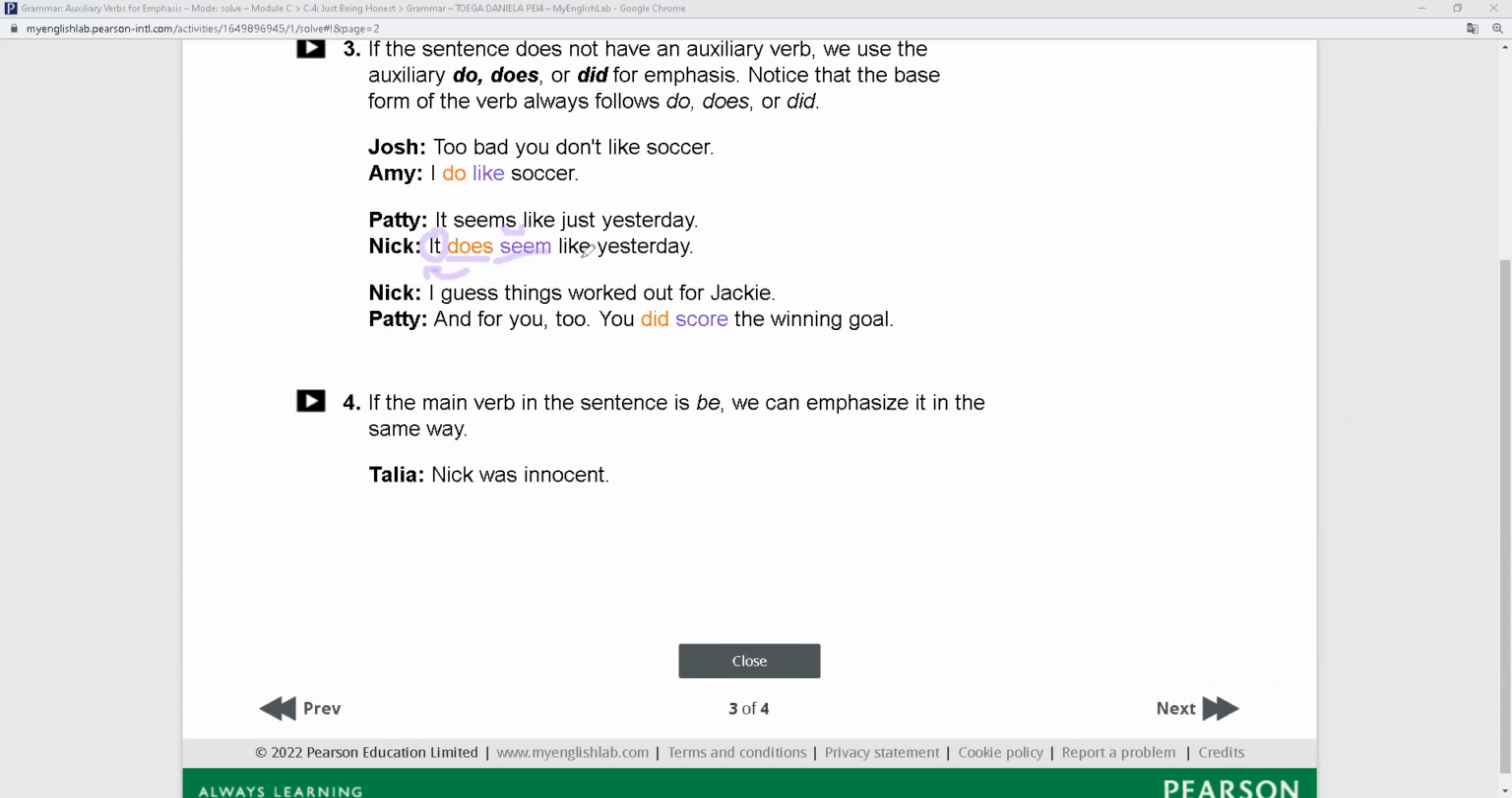It does seem like yesterday. It seems like just yesterday. Yes, it does seem like yesterday. ¿Ok? Le estoy dando énfasis a mi verbo. ¿Ok? Y el tiempo se mantiene en el simple present, pese a que mi referencia está en el pasado.